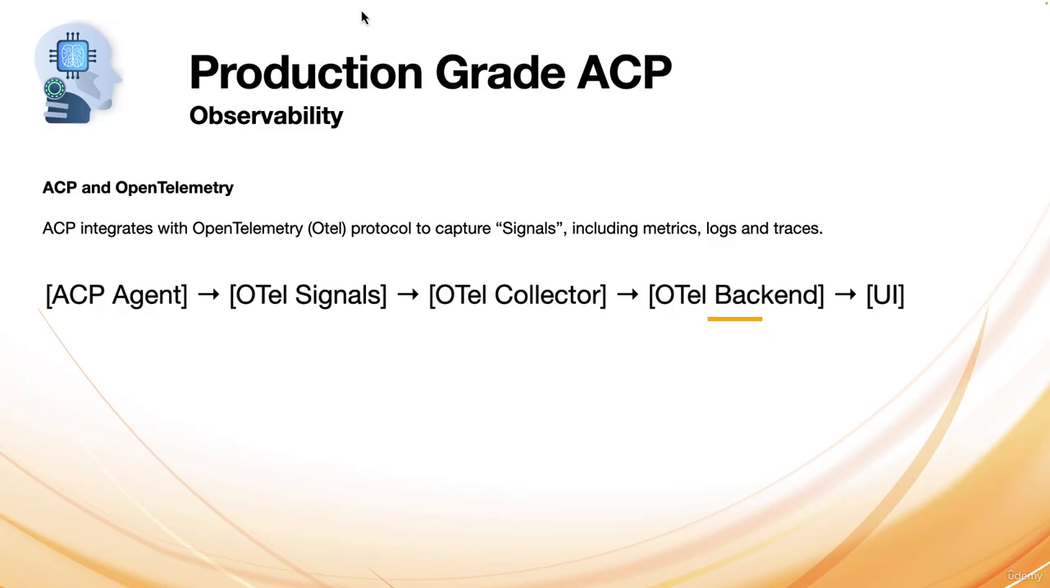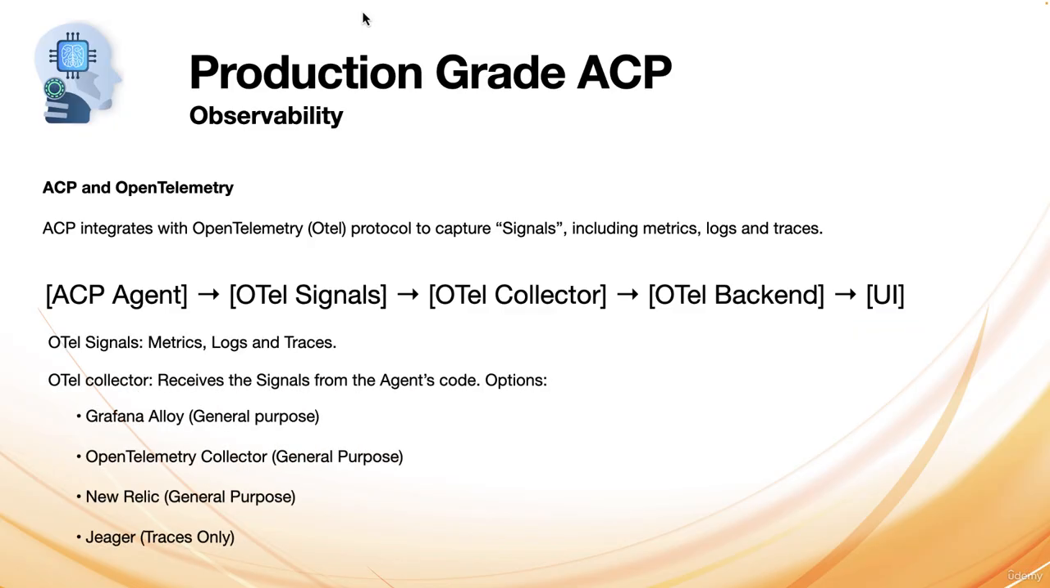There are different backend systems for different types of signals. For example, Prometheus is a backend for metrics. Grafana Tempo, for example, is a backend for traces, or Jaeger is a backend for traces. Then if you want to visualize these signals, you will need a UI. For example, Grafana is a good UI to visualize the signals, or New Relic has a UI to visualize them.